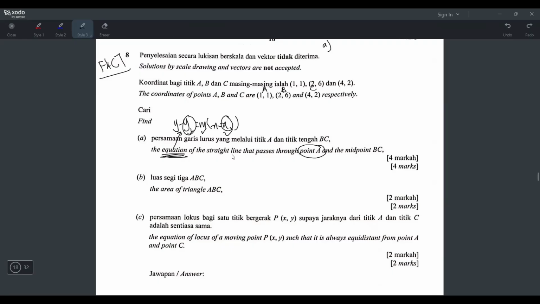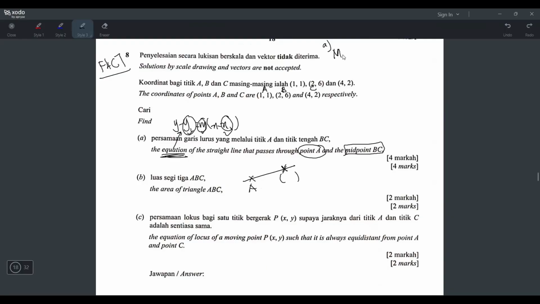Okay, how to find the m? Let's see what it says. The equation of straight line passes through point A and the midpoint of BC. So if I sketch out the line, it will pass through point A, and it will pass through another point, and they call it the midpoint of BC. So I think I have to find out the midpoint of BC. You know why? Because I'm trying to find the gradient, and when you find gradient, you need 2 points. You need 2 complete coordinates, because the formula for gradient is y2 minus y1 over x2 minus x1. But if you don't have the second coordinate, you can't find the gradient. So let's find out the midpoint of BC. Then only I can find the gradient.